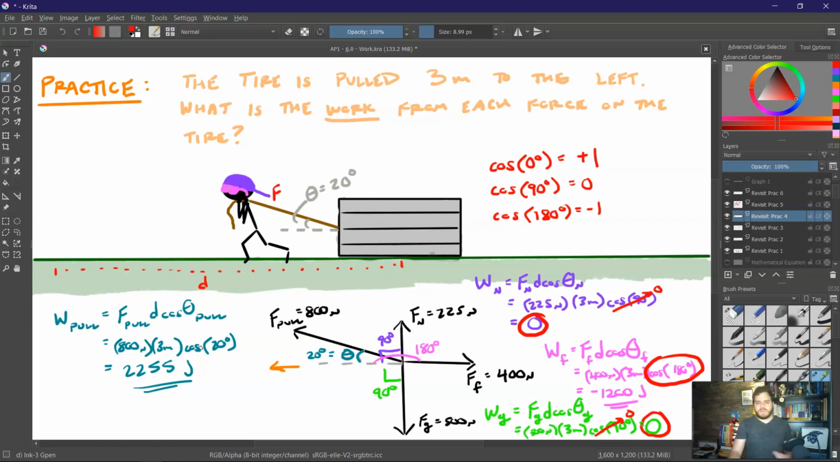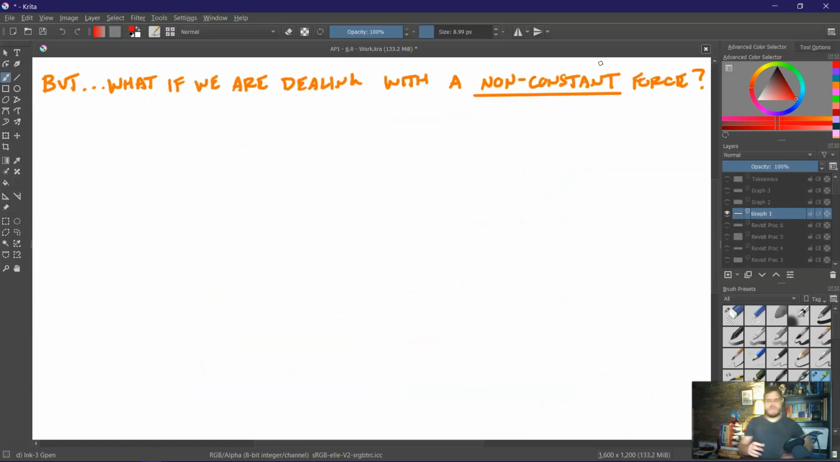And this one is cosine of 20, so I'm just going to do what I'd already been doing, and I get 2255 joules. So if you go back, you will see that these are the exact same answers. But we didn't have to think about it as going with the motion, against the motion, or perpendicular. This was a more mathematical way to go about it. Both methods are perfectly acceptable.